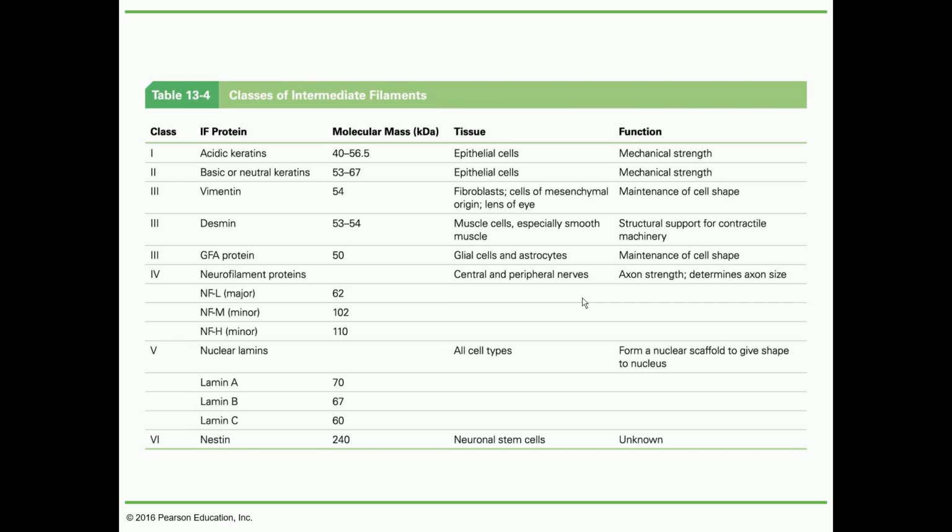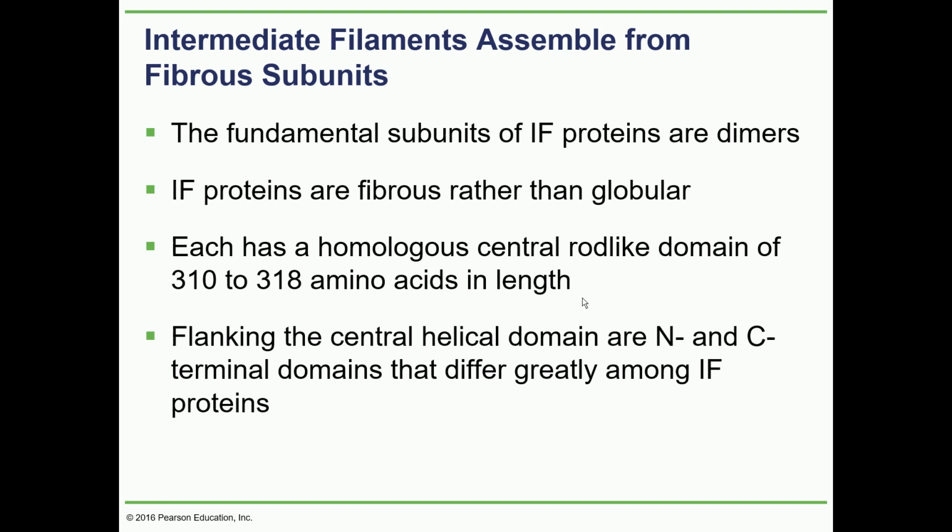And this gives you more information about the intermediate filaments. The fundamental subunit of intermediate filaments are dimers, and intermediate filament proteins are fibrous rather than globular proteins. These proteins have a homologous central rod-like domain of 300 to 318 amino acids, and flanking the central helical domain are N and C terminal domains that differ greatly among the intermediate filament proteins.